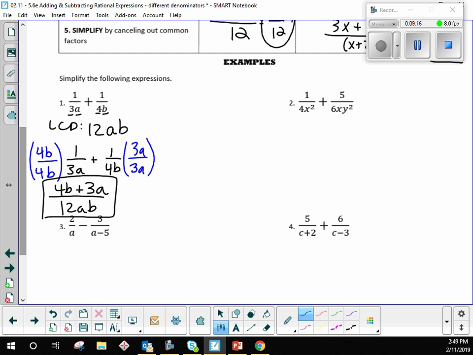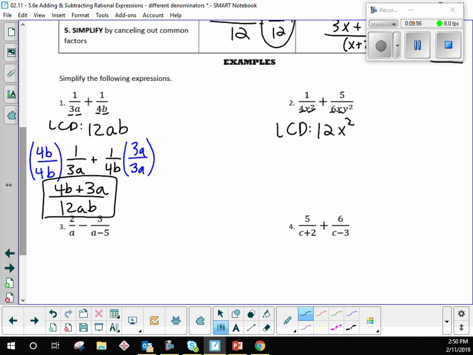For number 2, though, to build my least common denominator, I look at the numbers first. What's the smallest number that 4 and 6 go into? 12 again, okay? Then I look at x squared and x. What's the smallest amount of x's I need to represent both of those pieces? X squared. Because if I just put 1x, that's good for this denominator, but not this one, right? I need the most number of x's that occurs in either one.